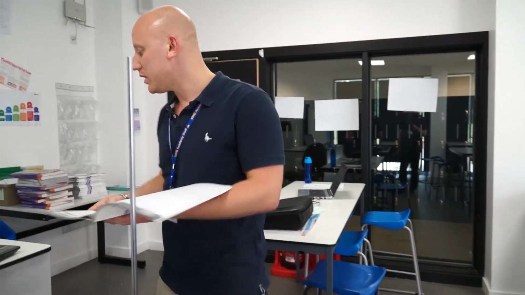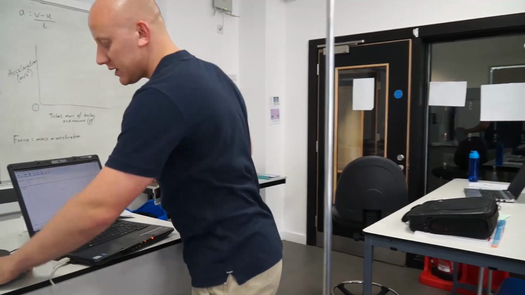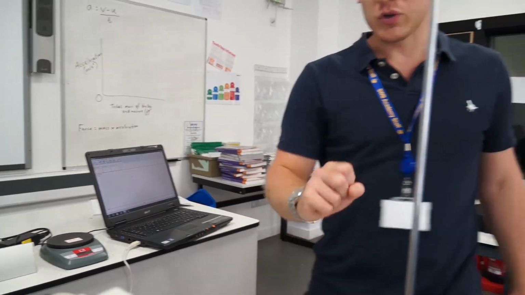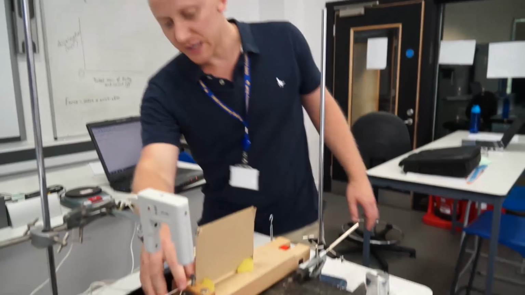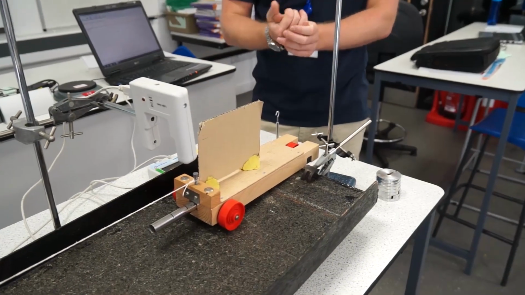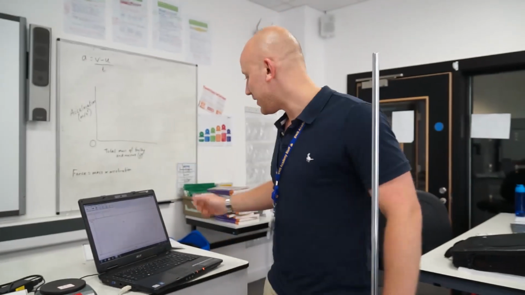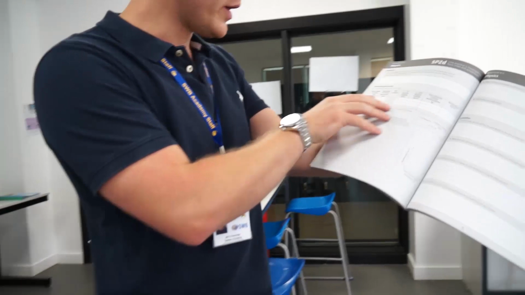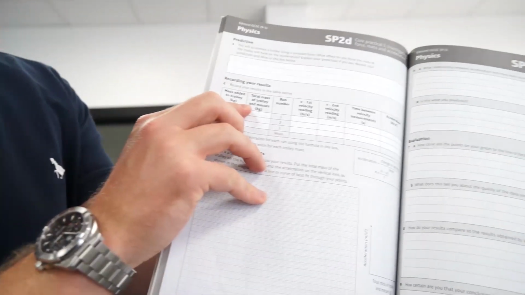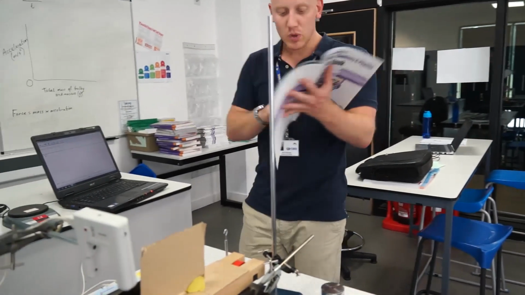In C, it says find the mass of the trolley and write it down. You should be familiar with using a balance. So this is your balance. All you're going to do, before you've put the trolley on here and before you attach this string onto it, which I'll come onto in a moment, is measure the mass of the trolley, because eventually you'll be filling out this results table which requires you to know the mass of the trolley. Once you've done that, you can move on to part D.